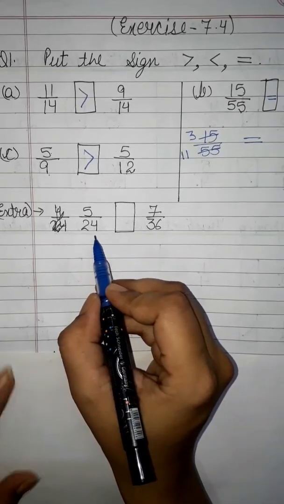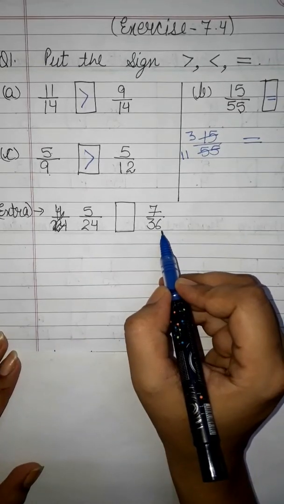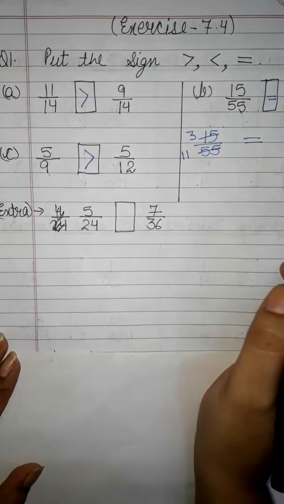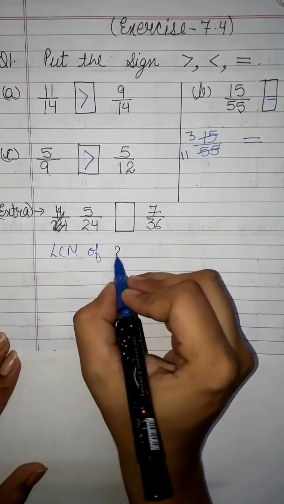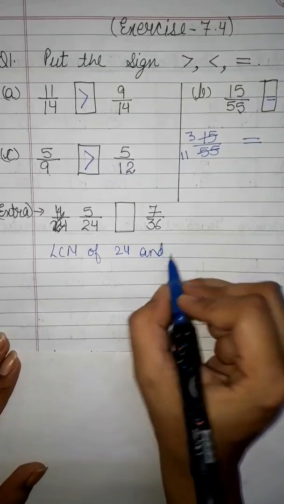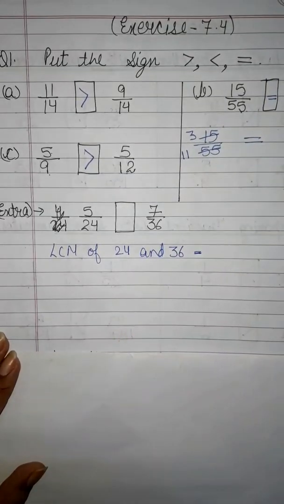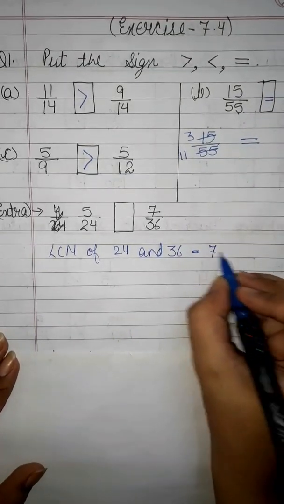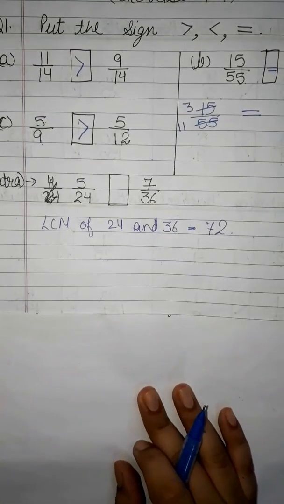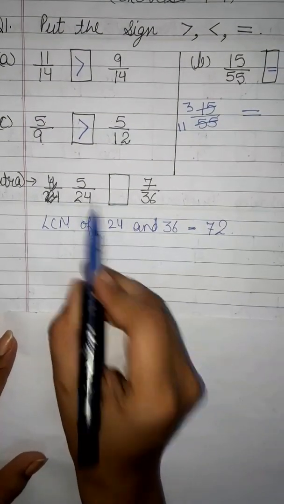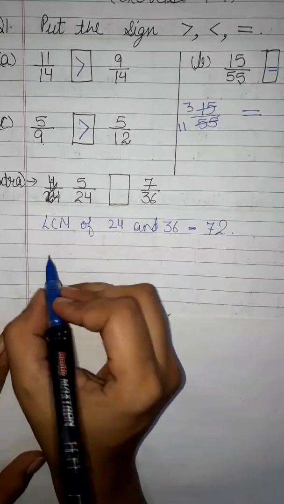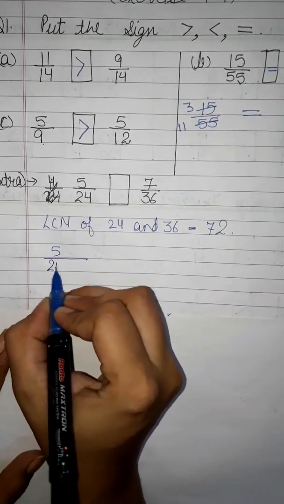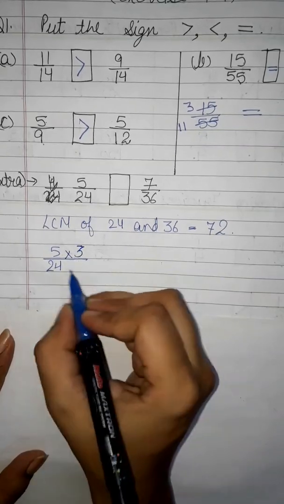Let's see one more example. 5 by 24 and 7 by 36. Now children, you cannot simplify anything. So just find out the LCM of 24 and 36. You know how to find the LCM? You will get 72. Now what do we have to do? We have to make this denominator 24 into 72 and this 36 denominator also 72. So what can we do? We can multiply it by 3.